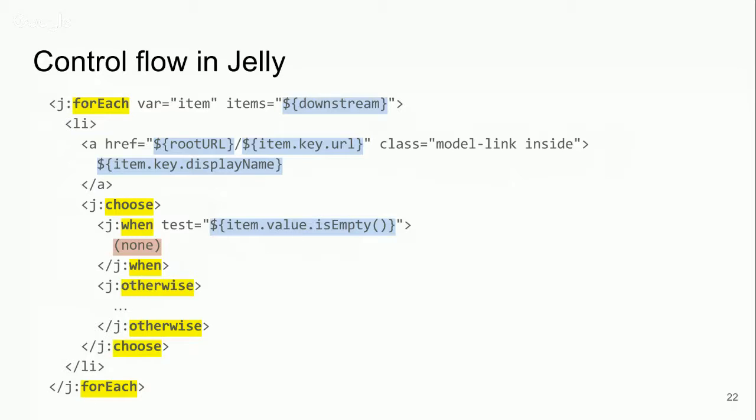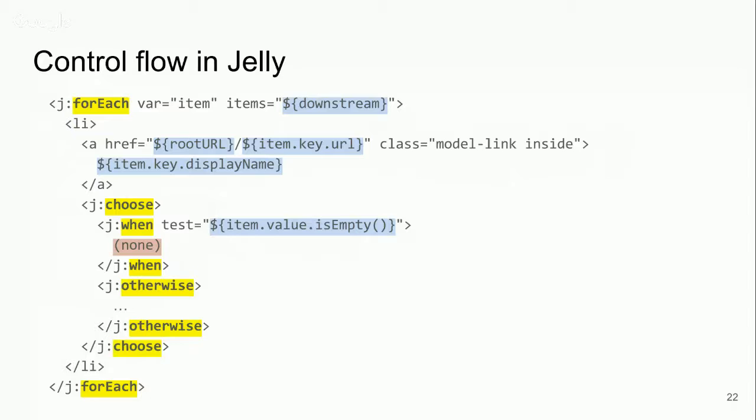Highlighted in blue are Jexl expressions that access various variables. In this case, downstream, root URL, and item are variables. And the rest of that is a Jexl expression. It reads a lot like Groovy, but isn't Groovy. So the semantics are slightly different, but it does exactly what you expect it to do.